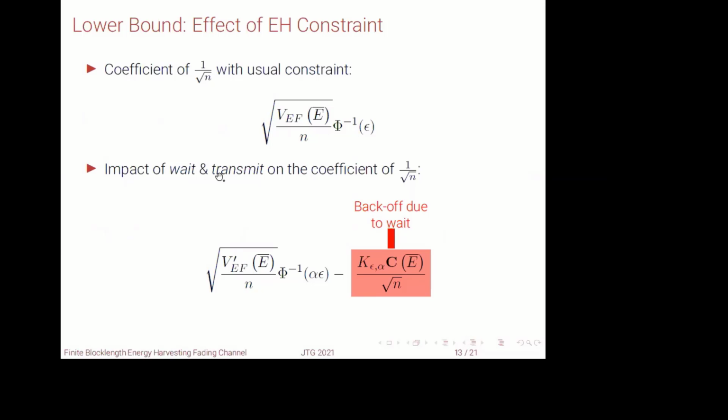Basically what it says is that in our analysis, we wait for a certain number of slots, the initial slots. The transmitter waits without transmitting. It just harvests energy so that it has enough energy for future transmission. Now because of that, there could be a potential rate loss. This term here actually characterizes that particular rate loss.